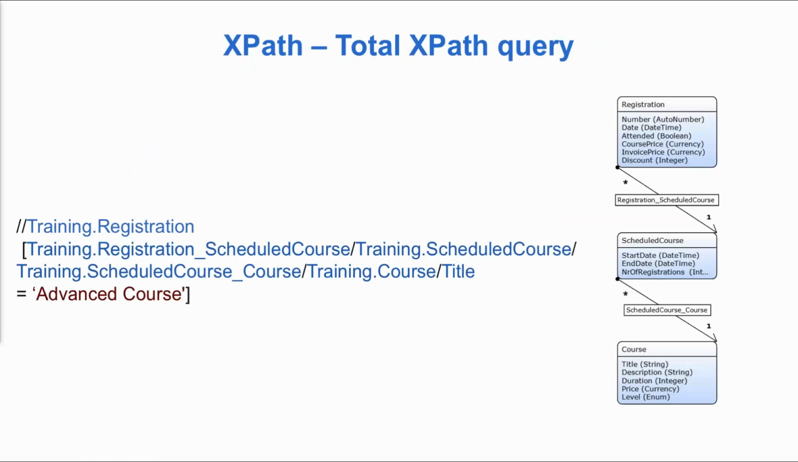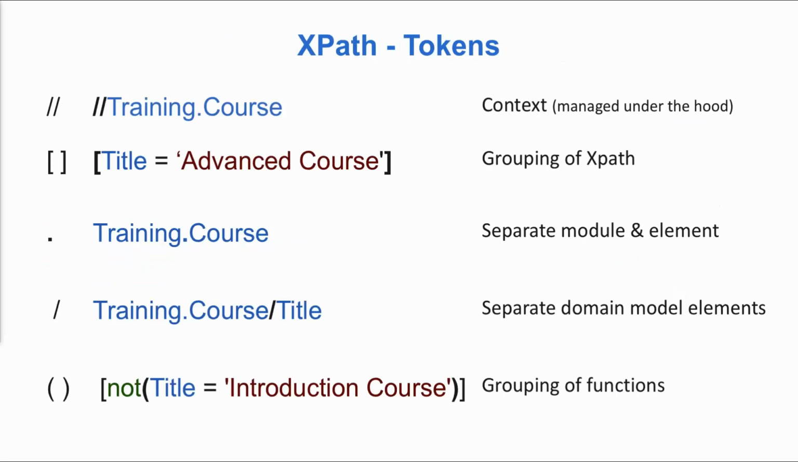So it looks a little bit intimidating, a lot of slashes and dashes and dots and underscores. So what does it all mean? Well, let's review the syntax. So the forward slashes, you will never see this. This is basically the context of your XPath query. So in this example, you're either retrieving the course or you're showing the course on a page. And again, this is all managed underneath the hood by the platform.